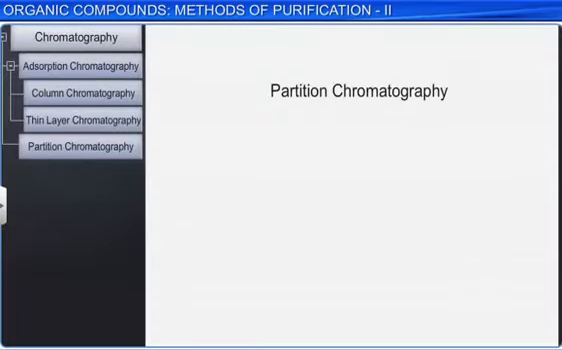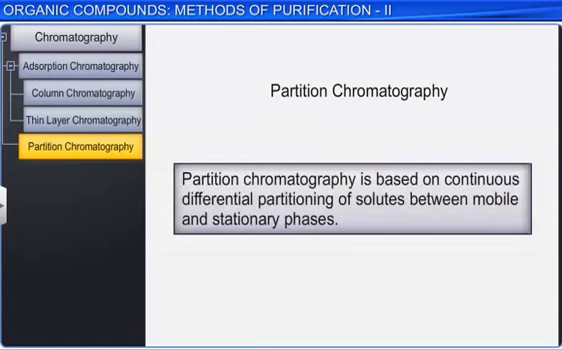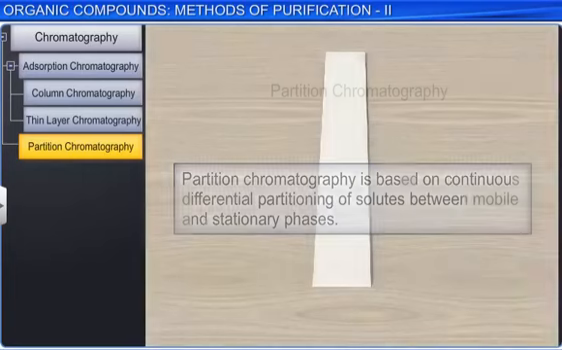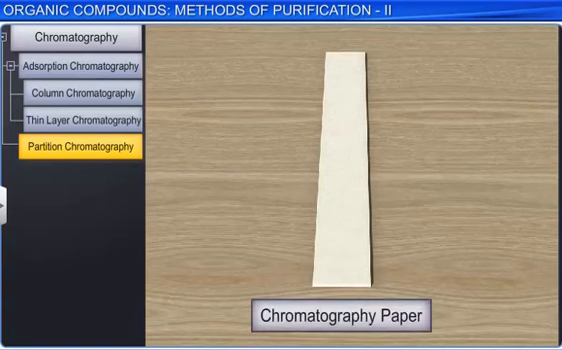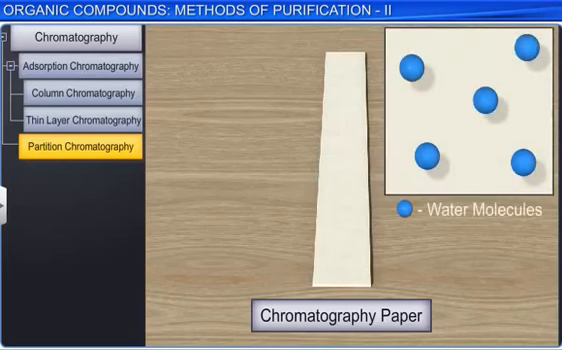Another type of chromatography is partition chromatography. This technique is based on continuous differential partitioning of solutes between mobile and stationary phases. It includes paper chromatography, where a special quality paper known as chromatography paper is used. Chromatography paper has water molecules trapped within it, which act as a stationary phase. Now let's take a closer look at the procedure.